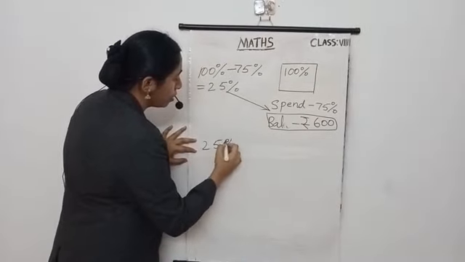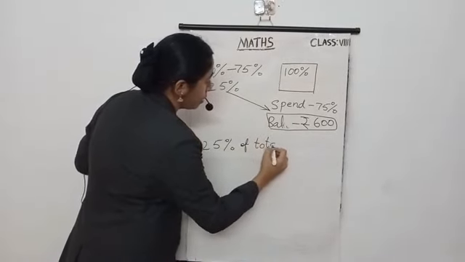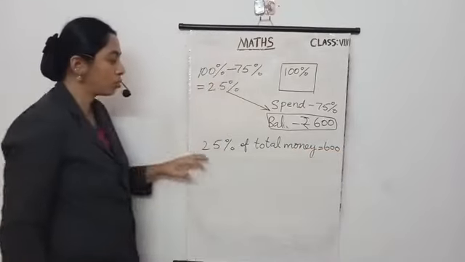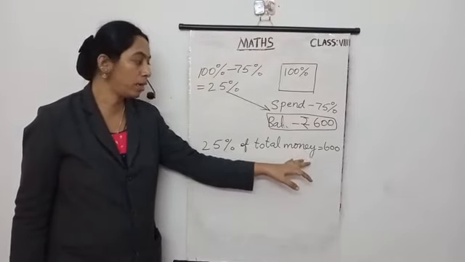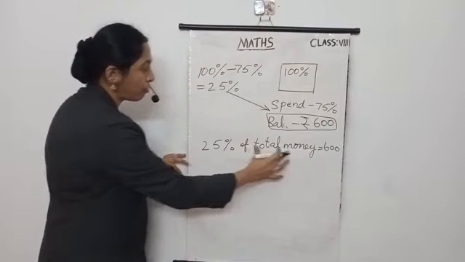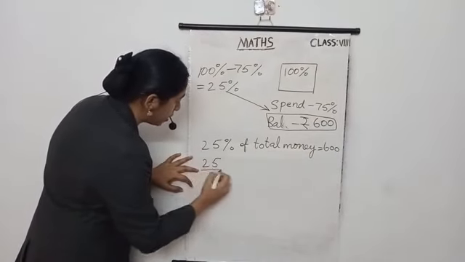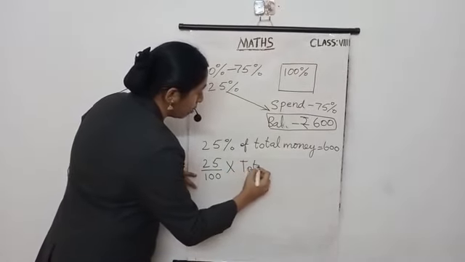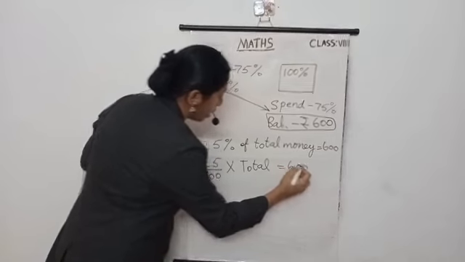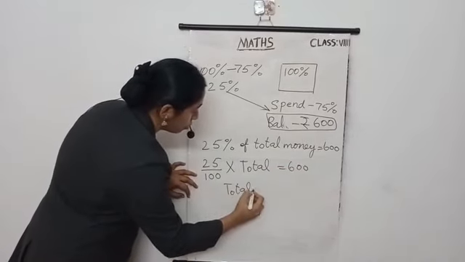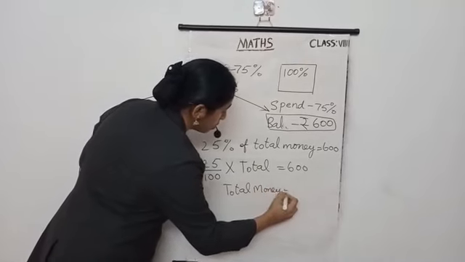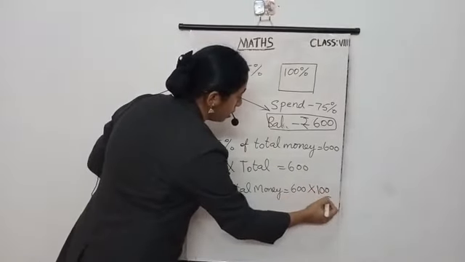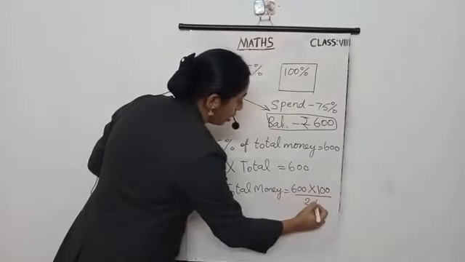25% of total money. 25% of total money equal to 600. Understood? From here we can find the total money. So 25% means 25 by 100. Of means multiplication. Then total money equal to 600. Now total money equal to 600 into this 100 here numerator divided by 25 here denominator.